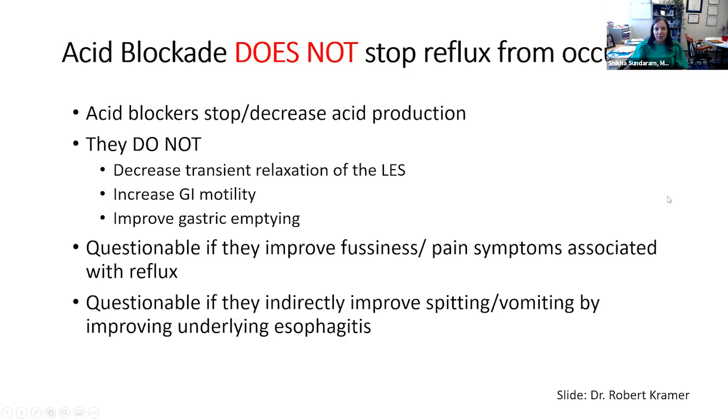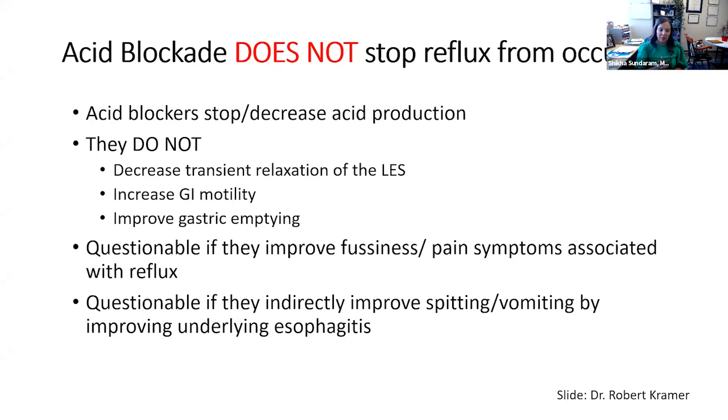A key thing to understand is that acid blockade does not stop reflux from occurring. It simply means that the reflux that is occurring is no longer acidic. And that can be very, very disheartening or frustrating to families because they think it's going to stop the stuff from coming up. I think sometimes it stops a little bit of the stuff from coming up because it's less acidic, and therefore the body's natural response is to be able to swallow it down a little bit. But generally, it doesn't help the physiology.